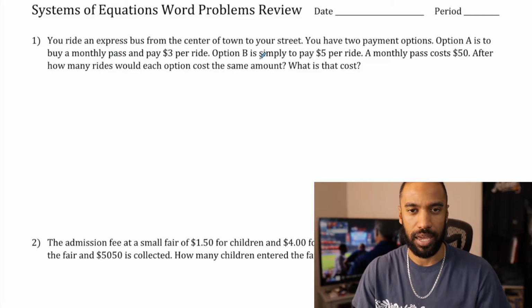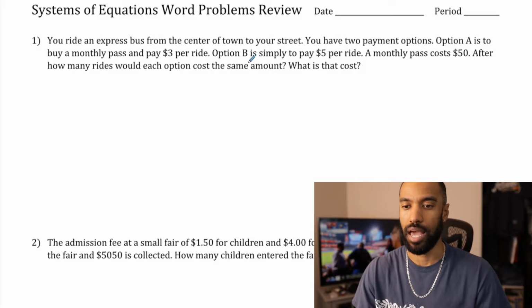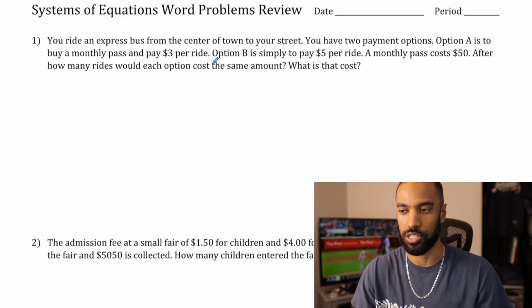Option B is to simply pay $5 per ride. A monthly pass costs $50. After how many rides would each option cost the same amount? And what is that cost?